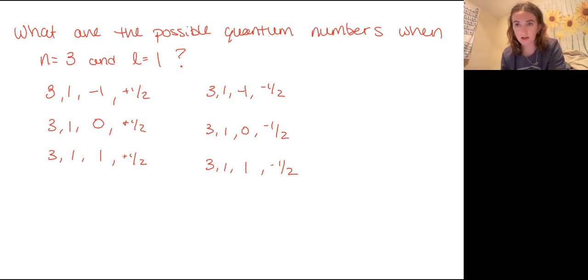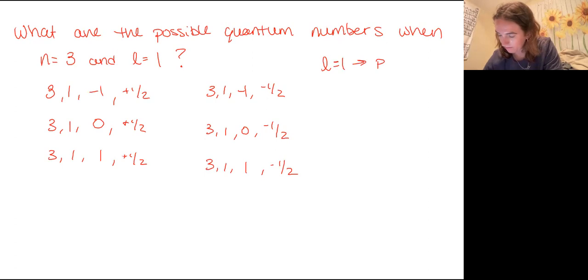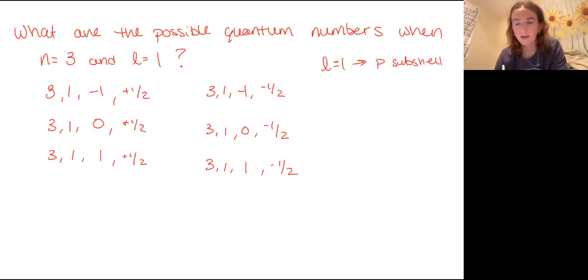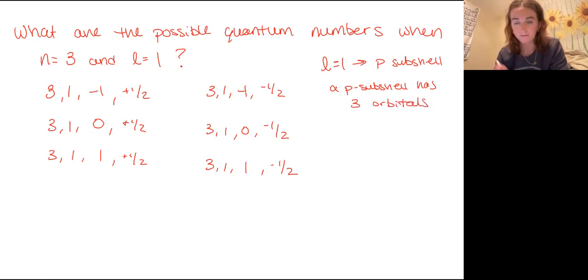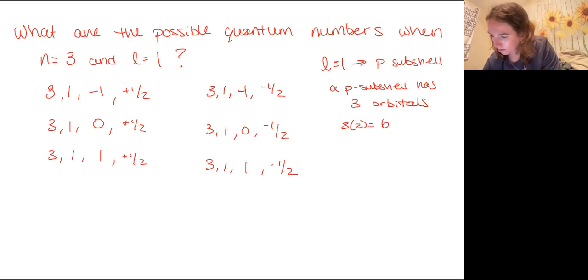Okay, and remind me, what letter is associated with l equal to 1? What subshell does that refer to? Good, this is the p orbital, or the p subshell. When you have p subshells, does anyone know how many orbitals are in a p subshell? Good, yep, perfect. So we have 3 orbitals in our p subshell. Each of those orbitals can hold 2 electrons. So 3 times 2 is equal to 6 total electrons.